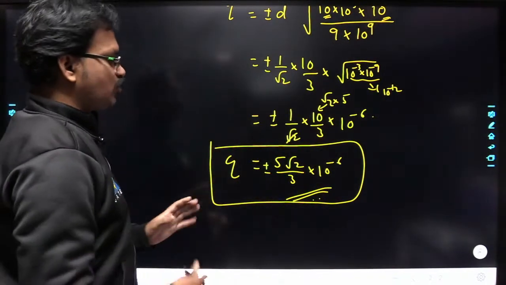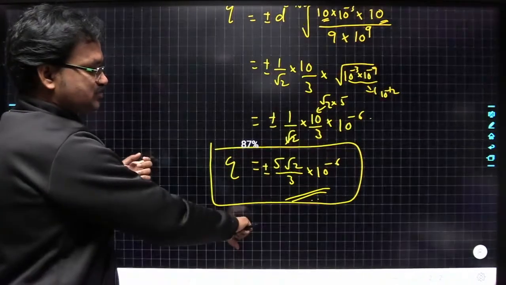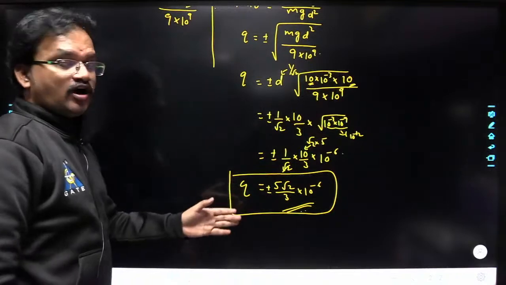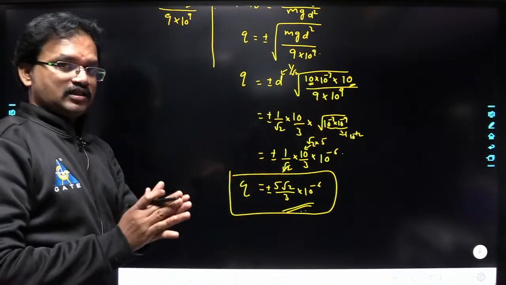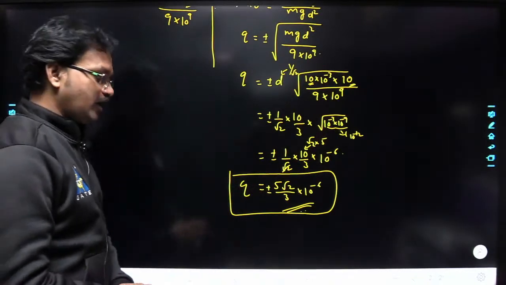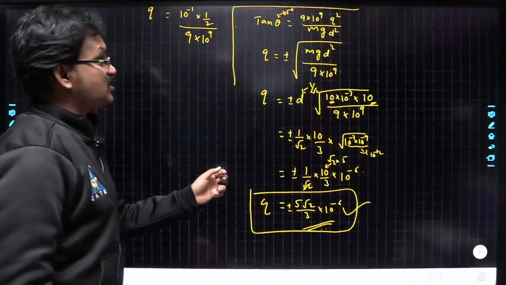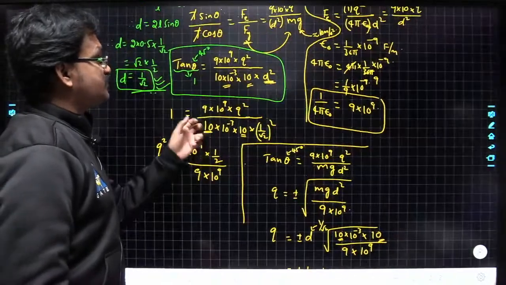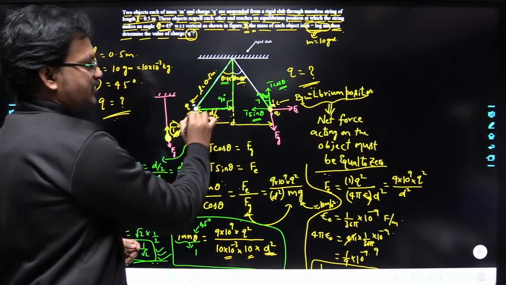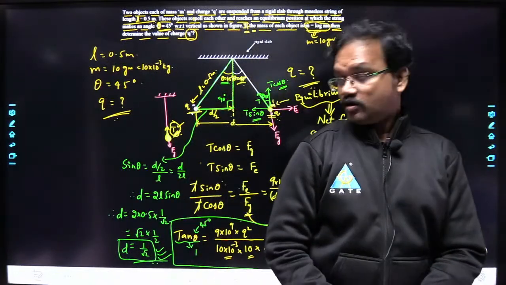So both charges may be positive, or both charges may be negative here. Right. Okay. Both must be of the same polarity, because they are repelling one another. So they can be either positive or negative. Okay, so 5 root 2 by 3 into 10 power minus 6. So this is the charge that is present on this object of mass m.